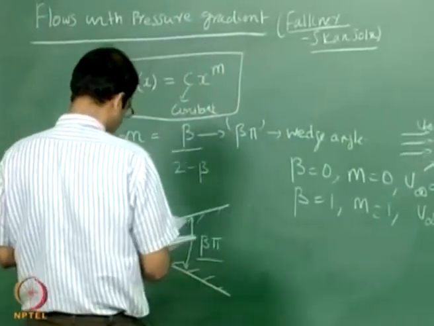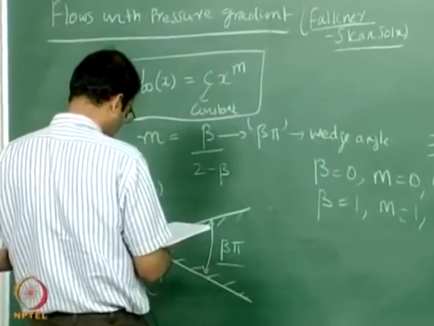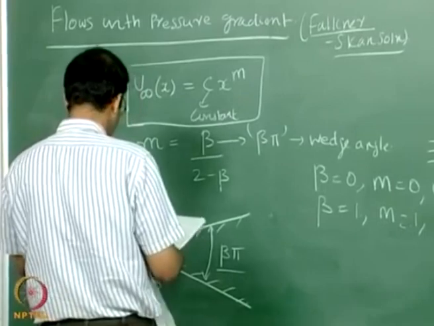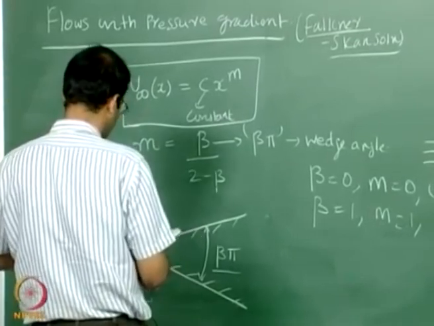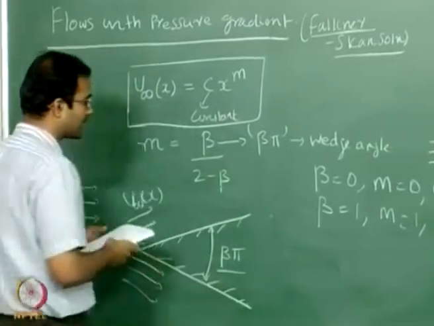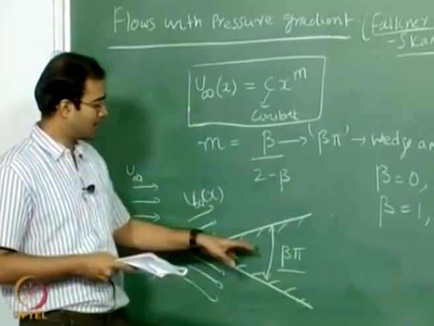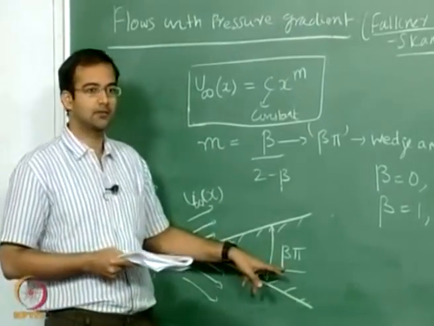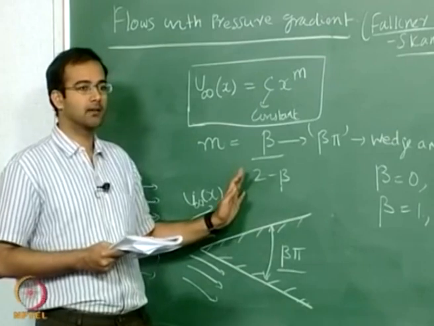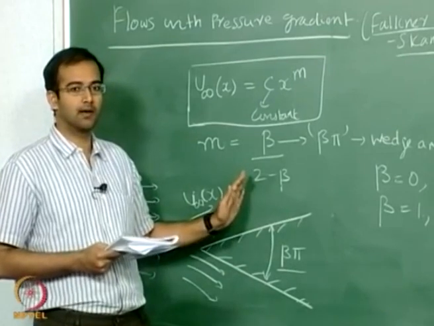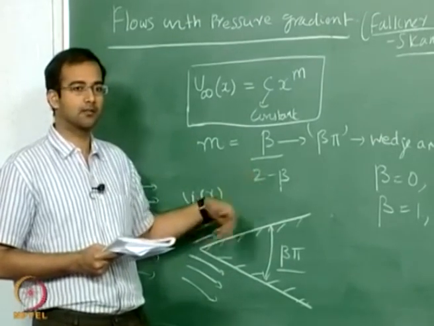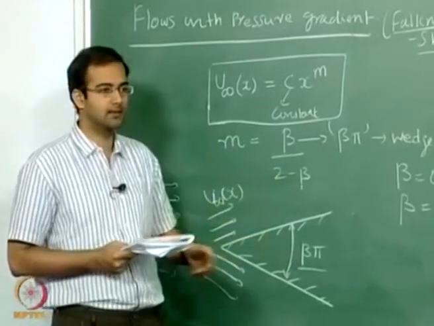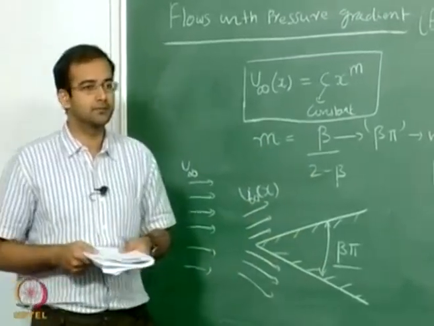So these are some special cases of the Falkner-Skan equation. Now what happens if my beta is negative? So far I have been discussing the case where beta is 0 and beta is greater than 0, beta going up to 1. Now you can also visualize another configuration where beta is negative.